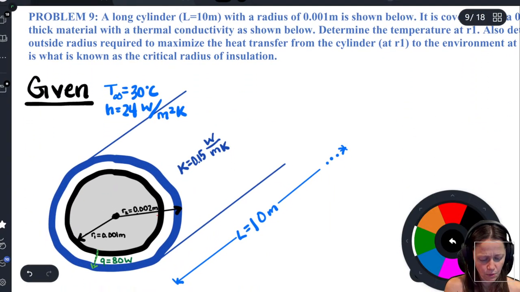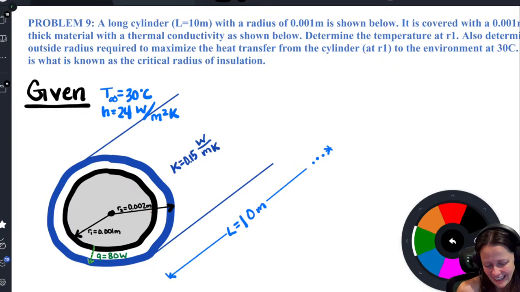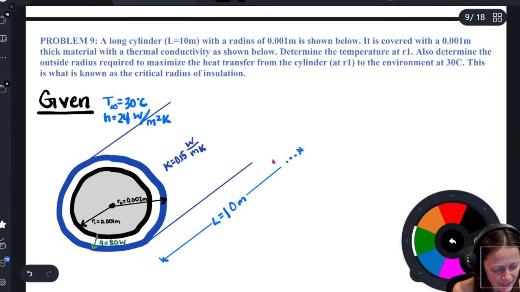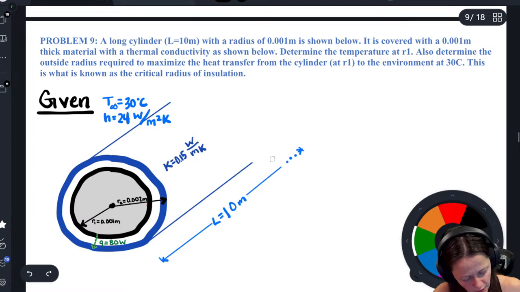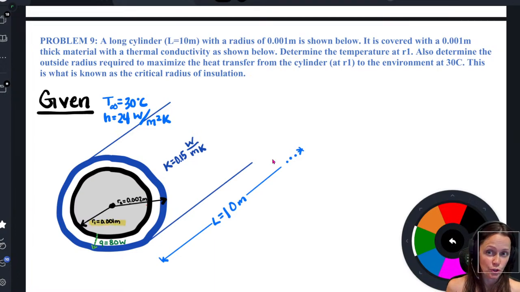Perfect. Here we go. What a beautiful, beautiful picture. All right, and I believe this one, the problem statement left out so many things. So let's walk through it. So it says a long cylinder, 10 meters long, great, radius of 0.001 meters. So the cylinder that they're talking about is the one that I've got in light gray.